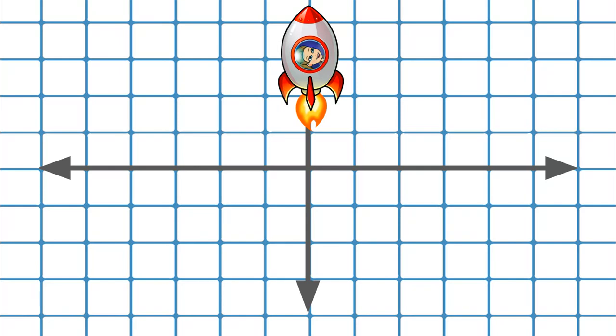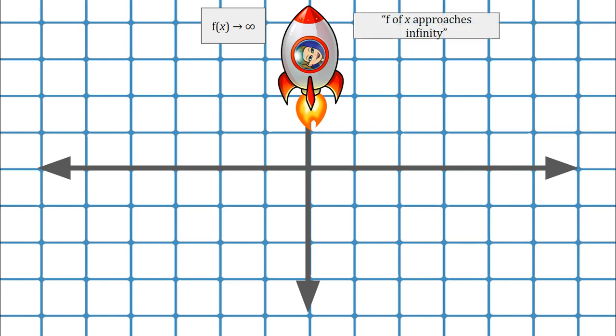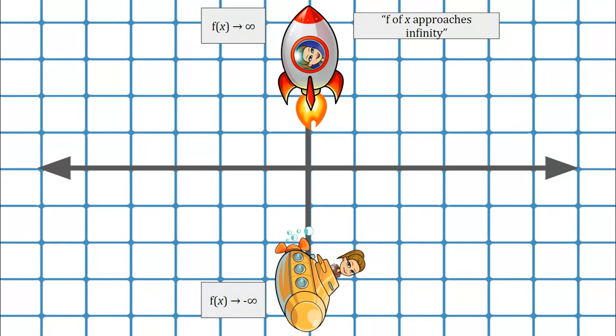Now, we look left to right, and we also look top to bottom. If you're going up, you have f of x. Remember, that is kind of like y. f of x is approaching infinity. And we read that f of x approaches infinity. And as you go down, you have f of x approaching negative infinity. So similar, you're going left to right, negative infinity to infinity. Top to bottom, you have infinity and negative infinity as well. So we read that as f of x approaches negative infinity.